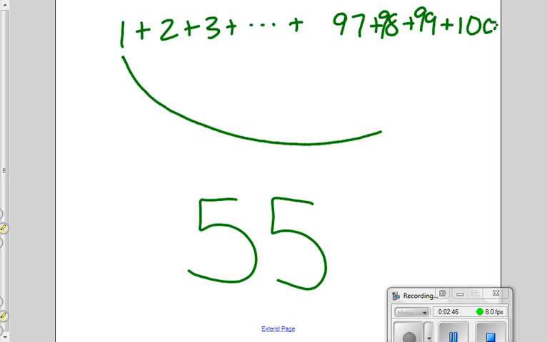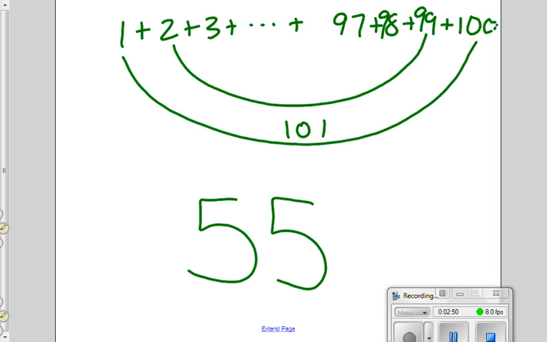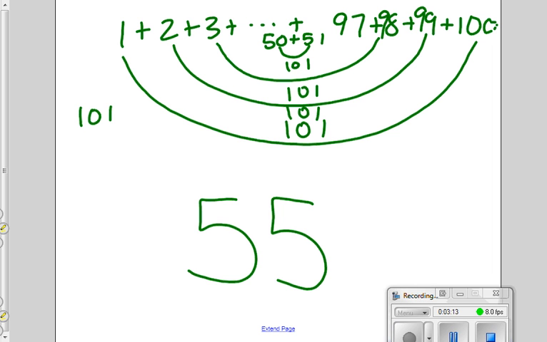What's 1 plus 100? 101. 2 plus 99. Now, as we work our way towards the middle here, do they all make 101? Yes. What two numbers would be sitting in the middle? And what do they make? 101. Okay, so how many pairs making 101 do we have? 50.